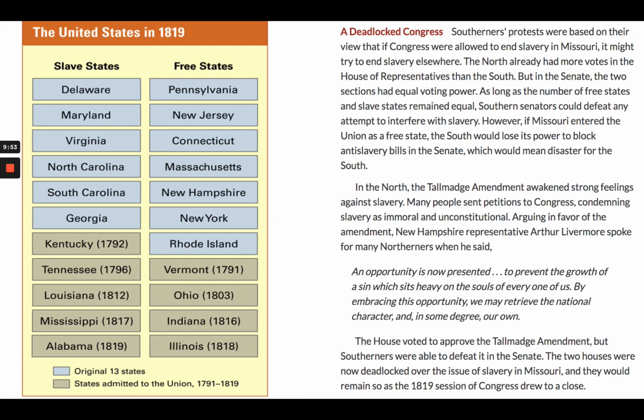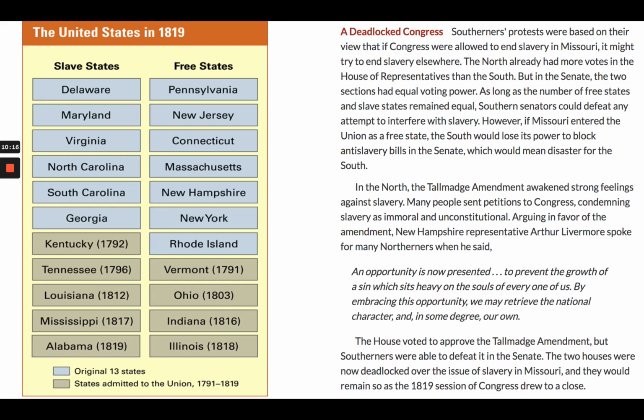However, if Missouri entered the Union as a free state, then the South would lose its power to block anti-slavery bills in the Senate, which would mean disaster for the South. Meaning that if they have one extra free state, no slave laws will be able to be passed because they will never have the majority. It would always be those who come from free states.